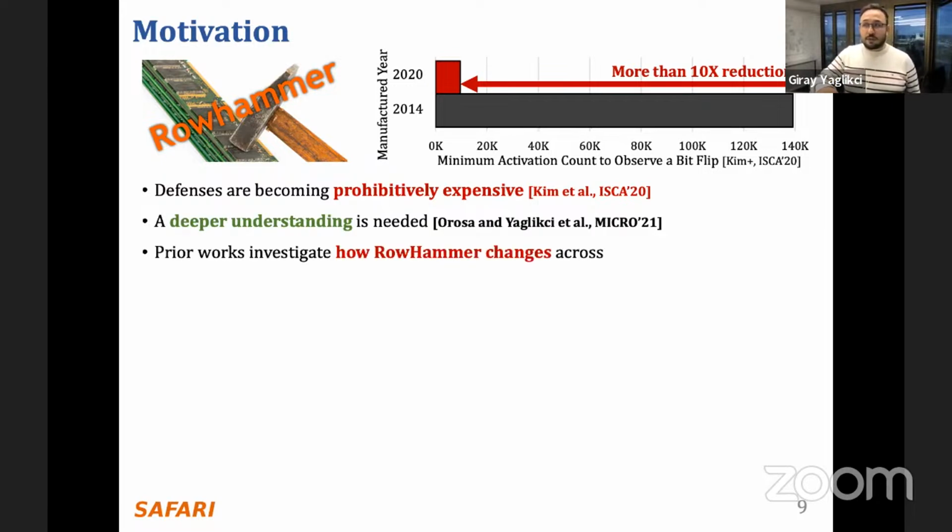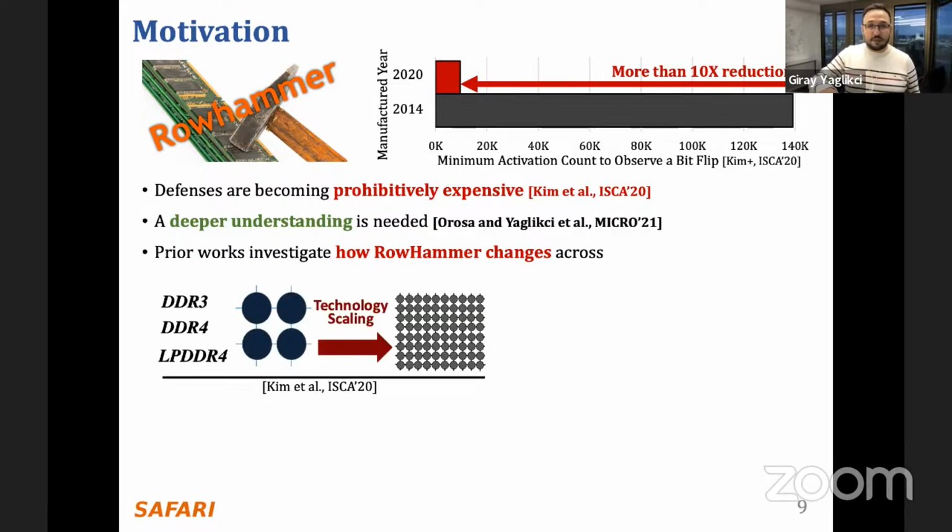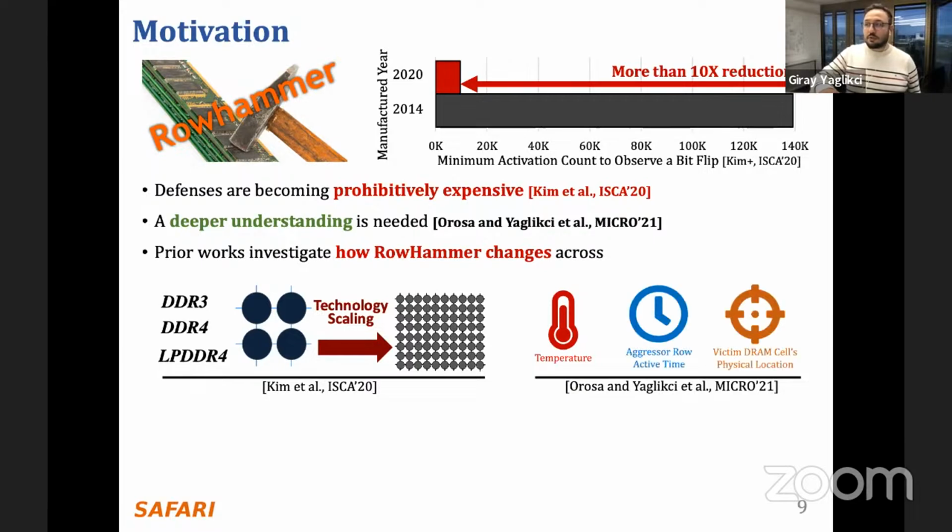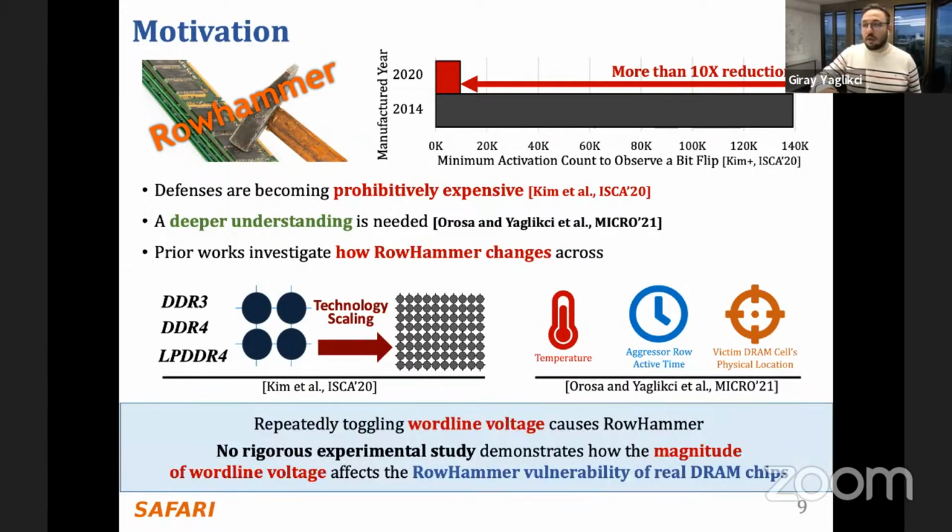The prior works investigate how RowHammer changes across different DRAM standards and different manufacturing technology nodes. They also explore how it changes with temperature, aggressor row active time, and victim DRAM cells' physical location. However, no rigorous experimental studies demonstrate how the magnitude of wordline voltage affects the RowHammer vulnerability of real DRAM chips.